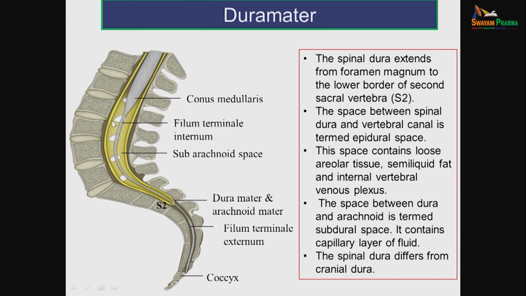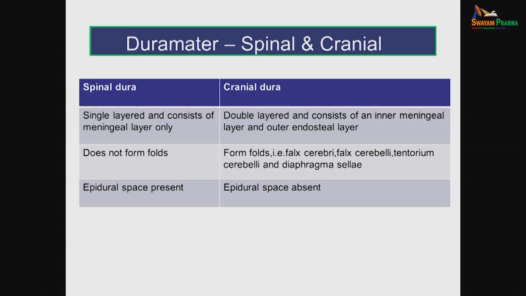The space between the arachnoid and the innermost covering closely investing the cord, the pia mater, is called the subarachnoid space. What is pointed out in the picture is the subarachnoid space, which is filled with cerebrospinal fluid, CSF. The spinal dura mater differs from the cranial dura mater. We will look at the differences between the spinal dura and the cranial dura.